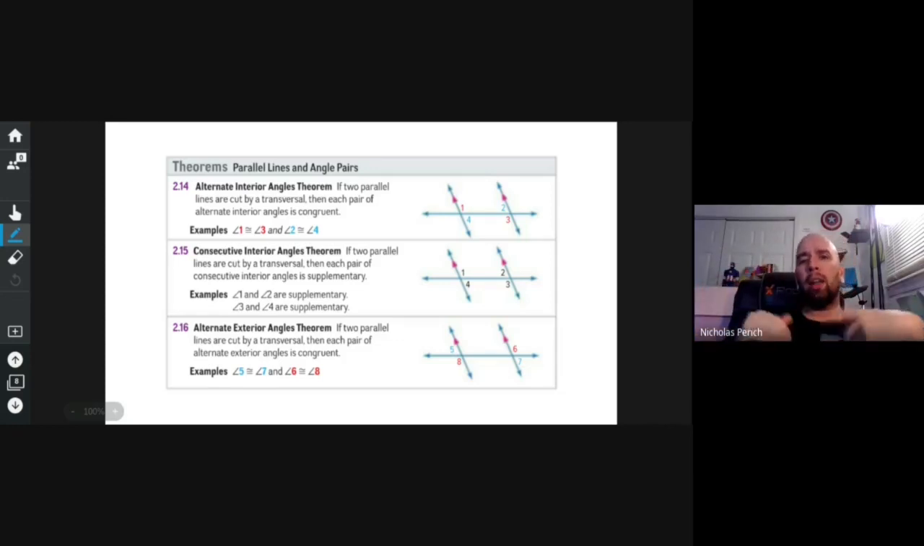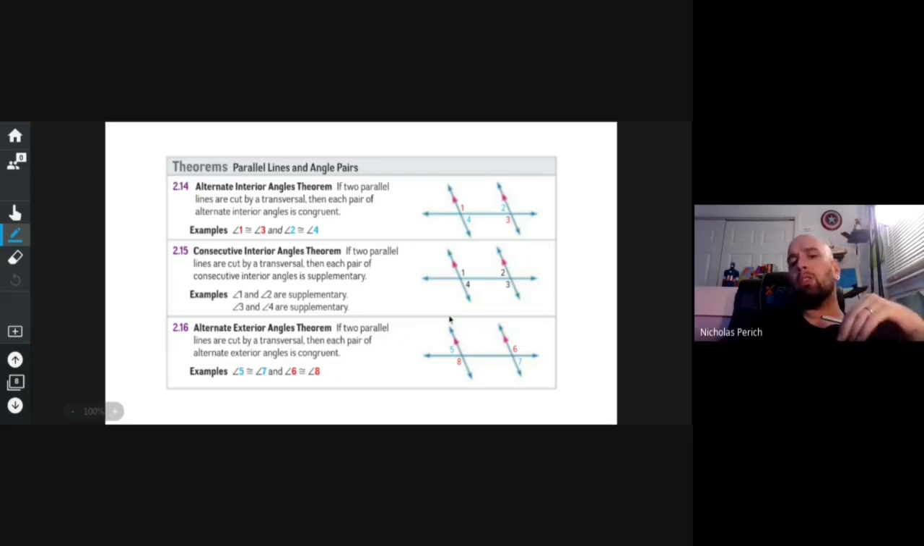Alternate interior angles theorem could also be the definition of alternate interior angles. Now, if I were doing a proof, I could say that angle 1 is equal to angle 3 from the alternate interior angles theorem. I could also say definition of alternate interior angles. Same thing. Consecutive angles theorem, 4 and 3 add up to 180 degrees. 1 and 2 also add up to 180 degrees. And that's the consecutive interior angles theorem. I would probably say the definition of consecutive interior angles.